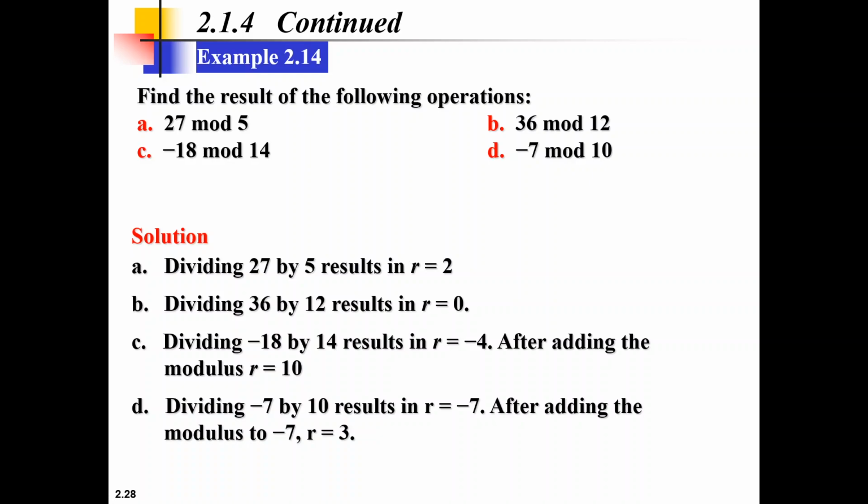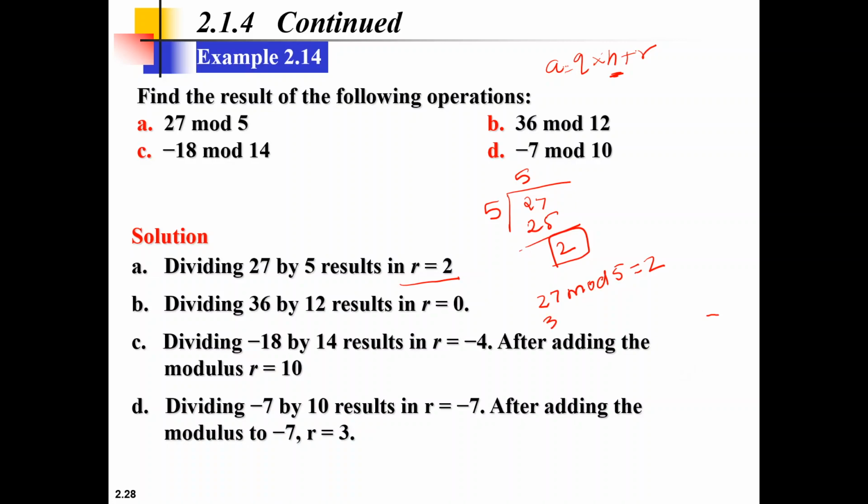Now certain examples are given to you. 27 mod 5. You are supposed to find the answer of this. The normal way is to represent it in terms of Q n plus R, where A is 27 and N is 5. When I calculate, this is my R. Dividing 27 by 5, the result R is equal to 2. So you write 27 mod 5 is nothing but 2. Similarly, 36 mod 12. When I divide 36 by 12, I know the remainder is 0. So I will write 0.